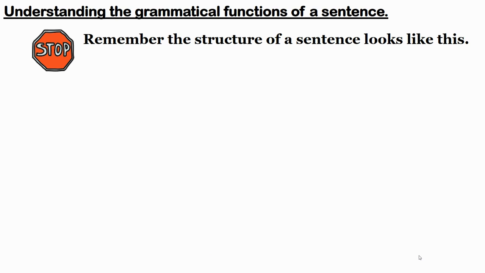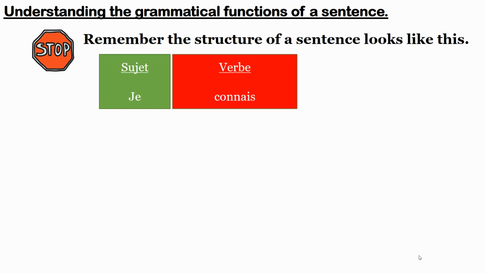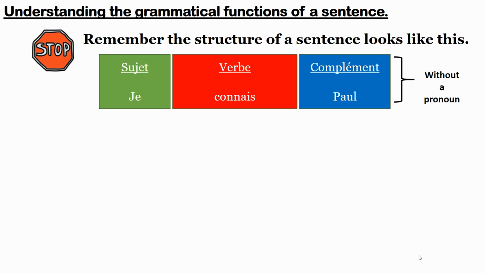Remember, the structure of a sentence looks like this. You have your sujet, je, your verb, connais, and your complément, Paul. Je connais Paul. There's no pronoun in this sentence.